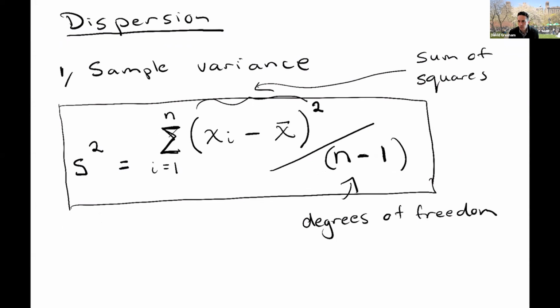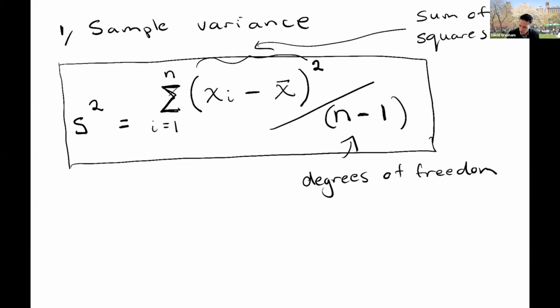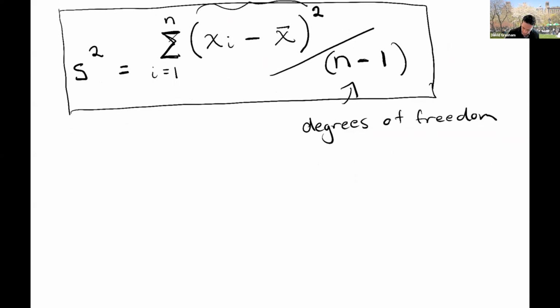But here, let's take 5 minutes now, maybe for the first time in your life, to compute the variance of this data set by hand. We're going to use this formula. What do we need to do? Well, the first thing we need to do is compute the sum of squares. So we need to take each value and subtract the mean. I'll get you started in this case.